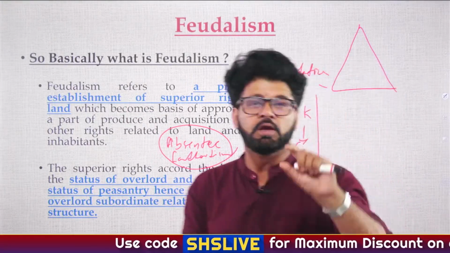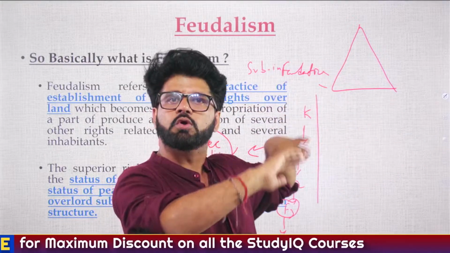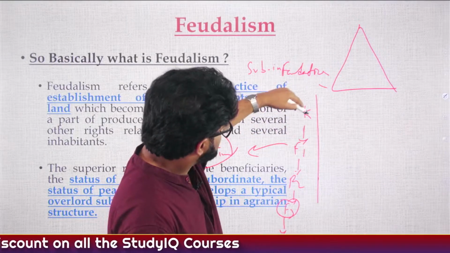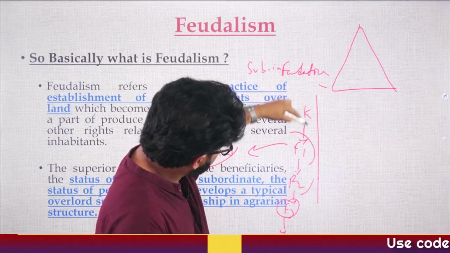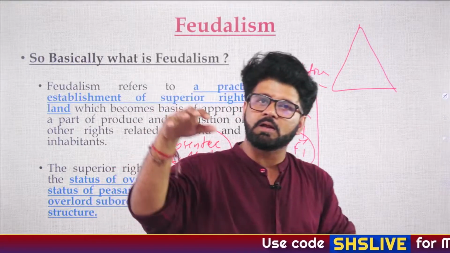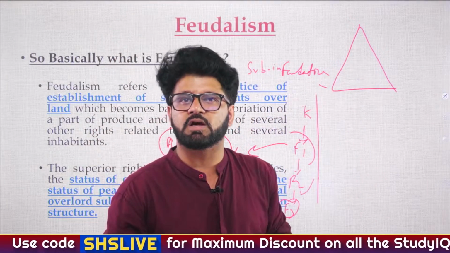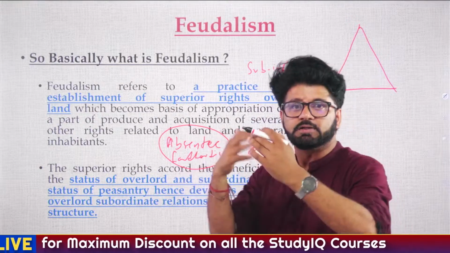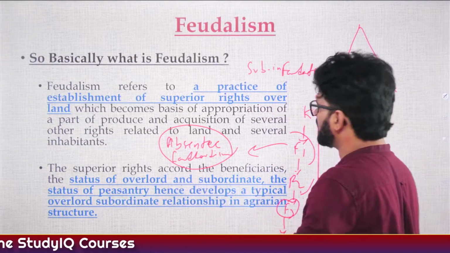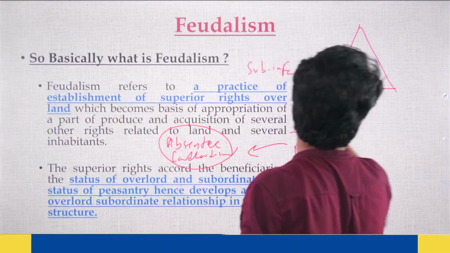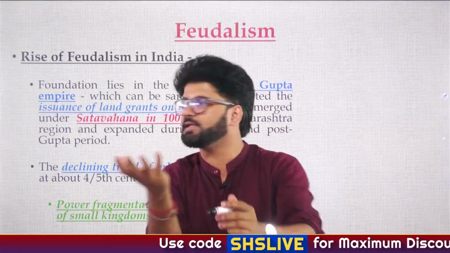What is sub-infeudation? The king gave land to one person, he gave it to another person, and that's how this whole setup started. Some people even believe that sometimes there were around 50 hierarchies, from the king, this whole thing went on until there were around 50 feudal lords between the king and the serf. That's how sub-infeudation expanded. There is an overlord, there is a subordinate, and this system will keep on expanding if the king is weak. So the rise of feudalism, the basis here is land grants.